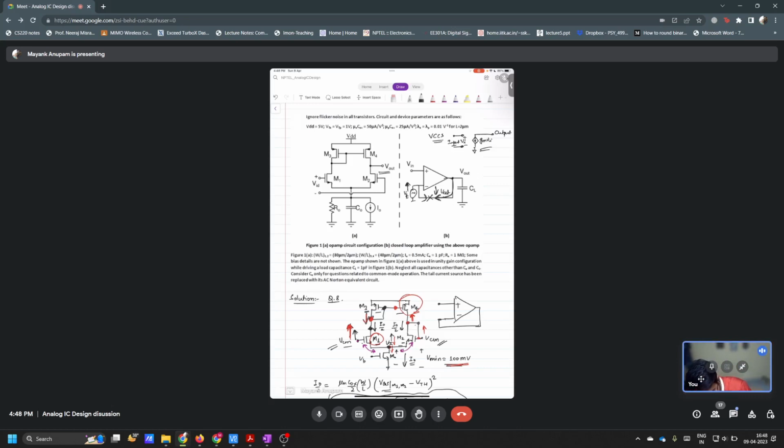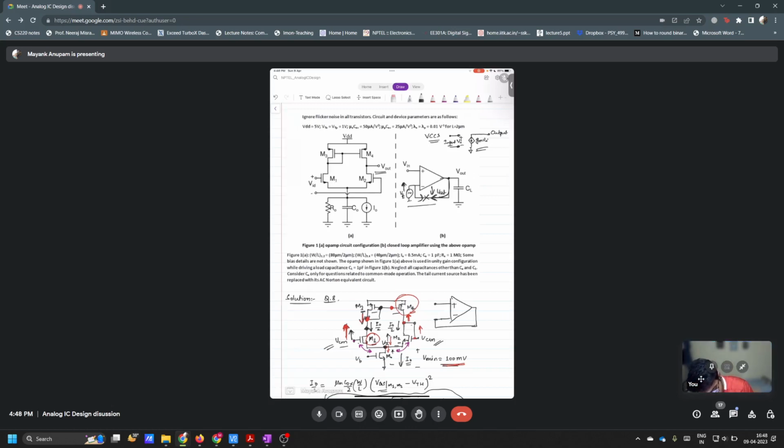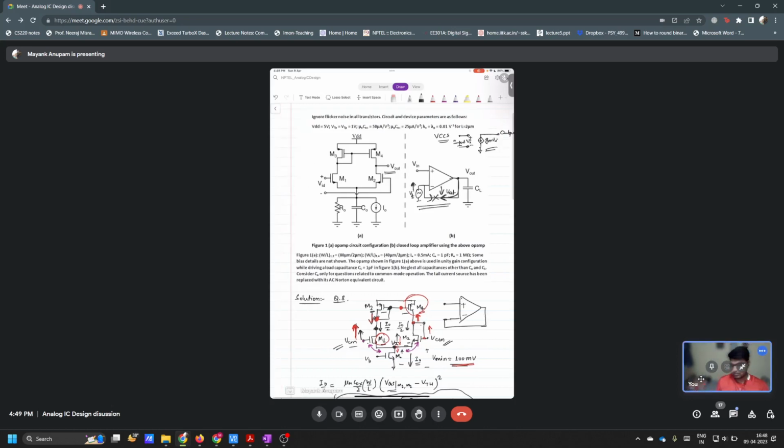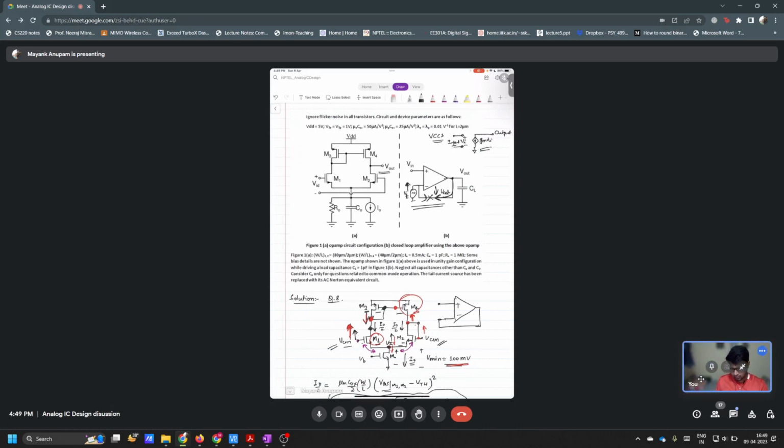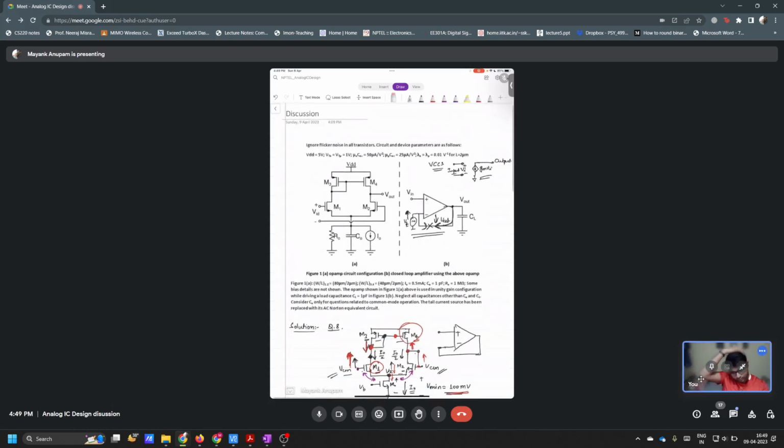Now tell me, in between M1 and M2, which should act as plus and which should act as minus input? Sir, if we apply to M1, then the output will not be inverted with respect to the input. Correct. So M1 would be the positive input, and M2 will be negative, right? Yes, you are right. Is that understood now? Yes, sir. Thank you.